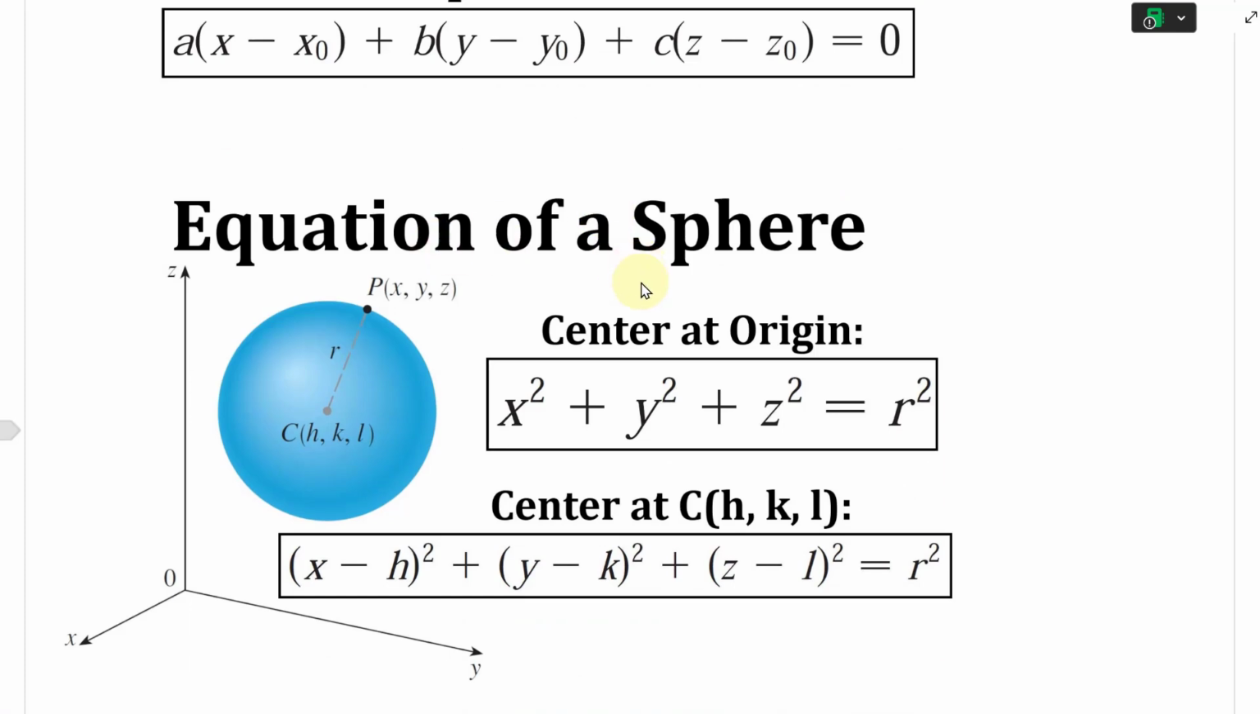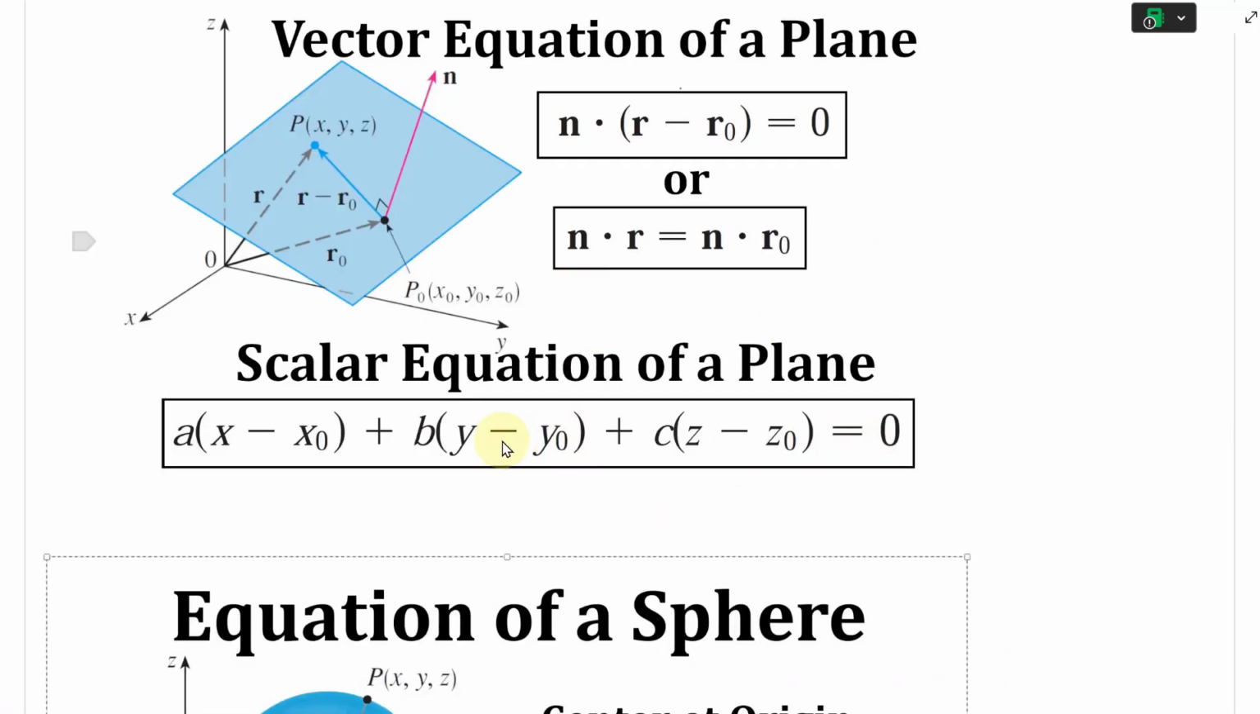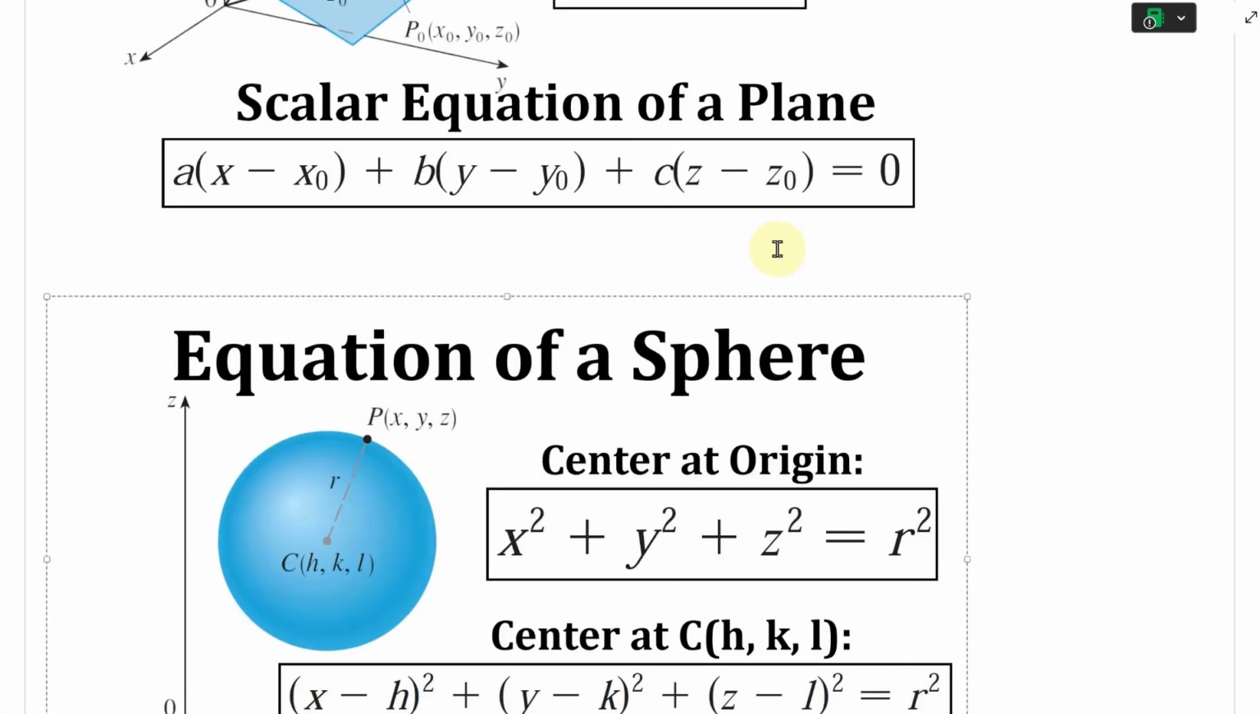So then the equation of a sphere, to recap: if you have a center at the origin, the equation is just x squared plus y squared plus z squared equals r squared. But if it's not at the center, if you have a point, let's say at C right here, which is (h, k, l), you're going to have these subtracted, equals r squared. Similar to this one right here, this is at a distant point. But if it's at 0, you could just remove all these x naught, y naught, z naught.